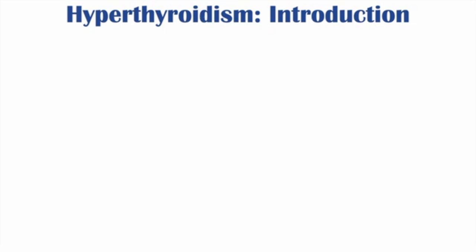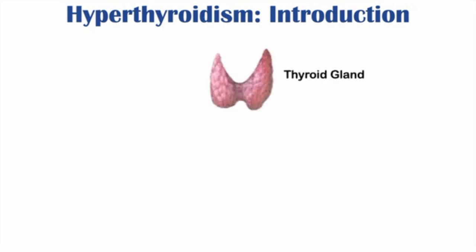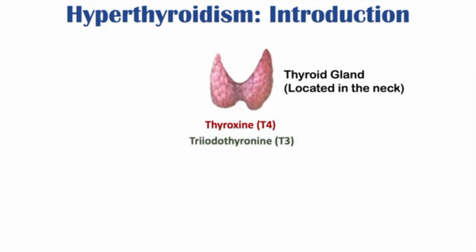Let's first talk about what the thyroid gland is. The thyroid gland is a gland that is located in your neck, in the front of your neck. And this gland is responsible for making thyroid hormones. One of those is thyroxine or T4, and the other one is triiodothyronine or T3.